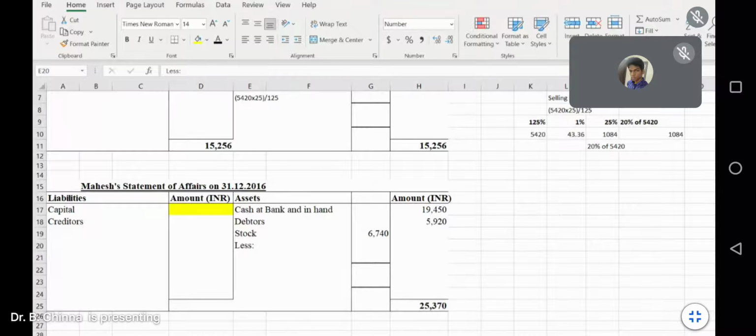Clear? Sir, one doubt, sir. Yes. In 2016, it says that the cash is stolen. Daniel, your voice is breaking. Sir, am I audible now, sir? Yeah, better. Sir, in 2016, the cash is stolen, sir.